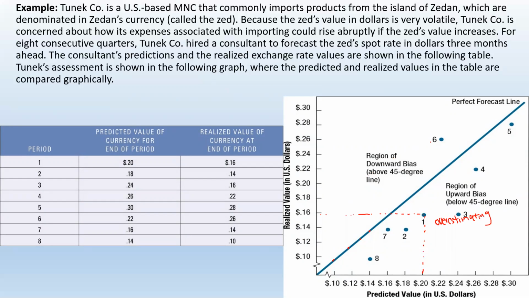And for period 6, the predicted value is 0.22 and the realized value is 0.26. This means the predicted value is less than the realized value, so in period 6, the model underestimated the realized value.